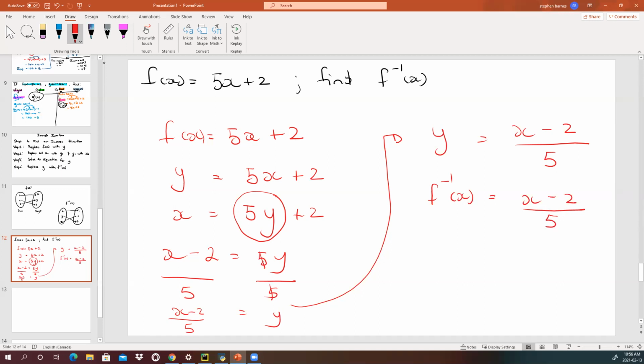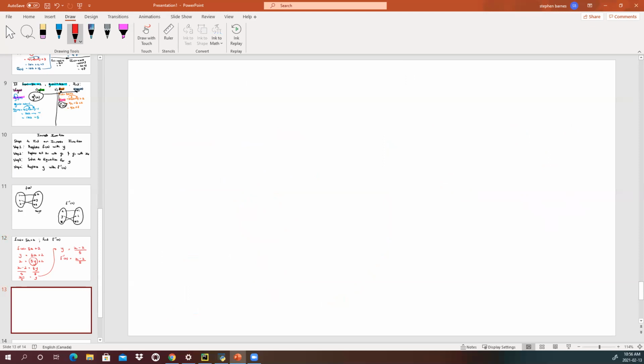All you have to do to find the inverse is just follow the steps. I'm going to do one more with you before I give you some questions of your own. What I'm going to do is give you some of the questions you've done before for you to find the inverse.